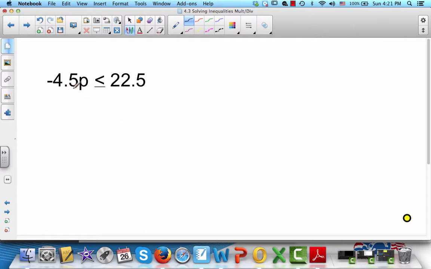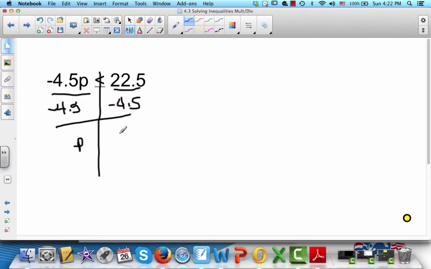Alright, negative 4.5p is less than or equal to 22.5. Divide both sides by negative 4.5. And that leaves us with p and 5 and negative. And now, did you remember to switch the direction of the sign from less than or equal to, to greater than or equal to? I hope that you did.